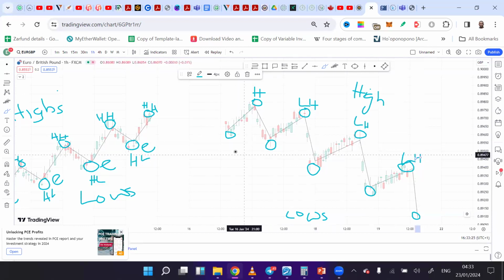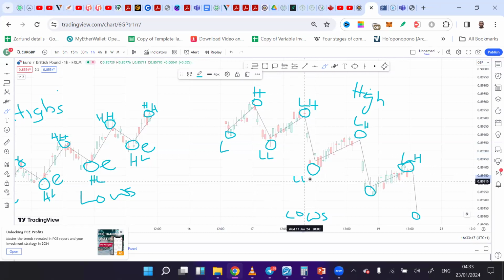The bottoms here are called the lows. So the first one here we'll say is a low. Then we see that the lows here are lower. As they come down, they are lower than their previous ones. So we call this a lower low. Then we call this a lower low again because it's lower than the previous low. And we call this a lower low because it's lower than the previous low. We call this a lower low because it's lower than the previous low.